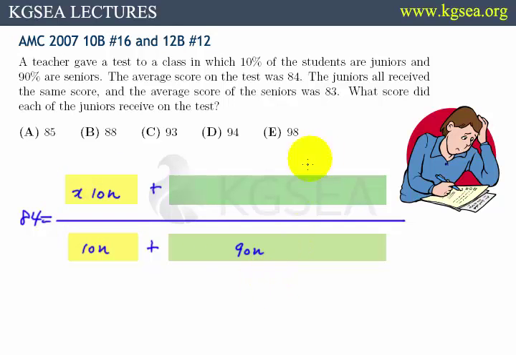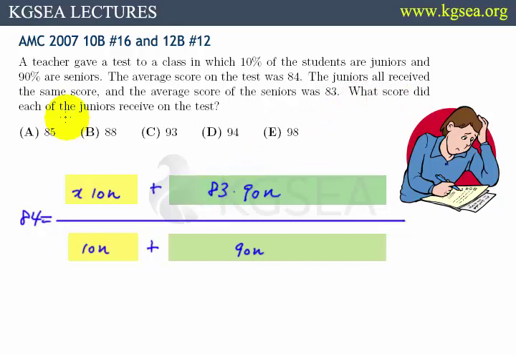What about the seniors? The average score of the seniors was 83. We don't know how much they got each, but the average was 83, so if you multiply the average score with the total number of students who took the test, then you would get the total score. So that's what we get.